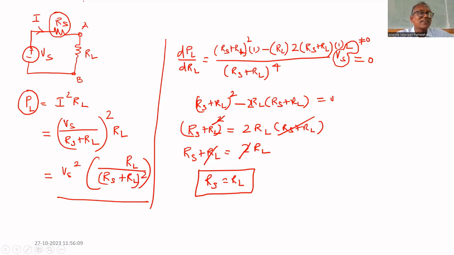Power loss across RS is constant loss. But power loss across RL is variable. That is up to us. The value of RL is up to us. Therefore, constant loss equal to variable loss.